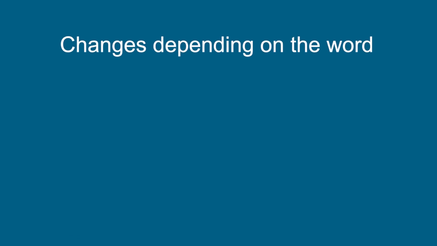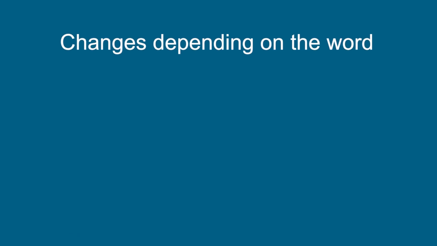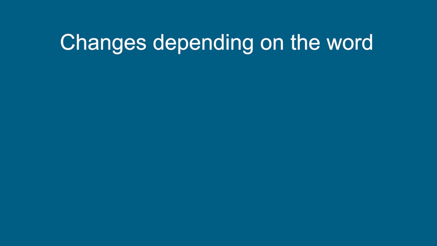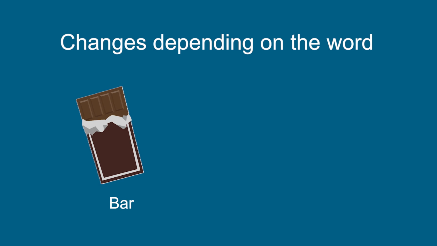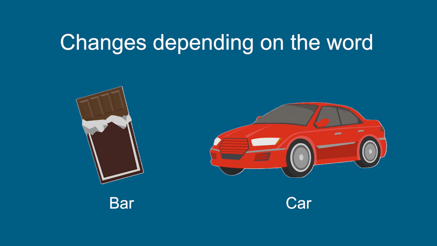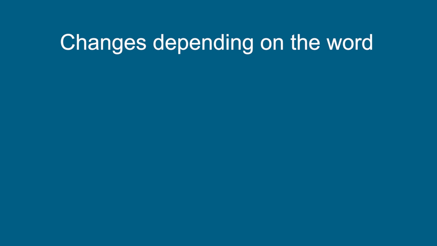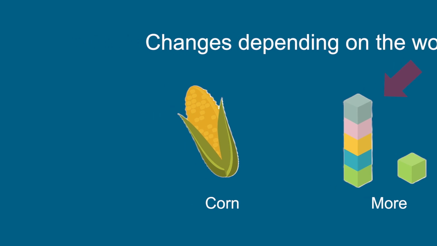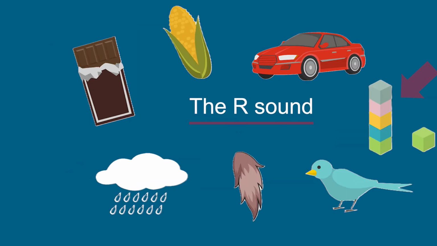For example, R says R at the beginning of words like rain, or in words like fur and bird. It says R in words like bar and car. And it says or in words like corn and more. Since there are many variations of this sound, this video uses the R sound to describe them all.